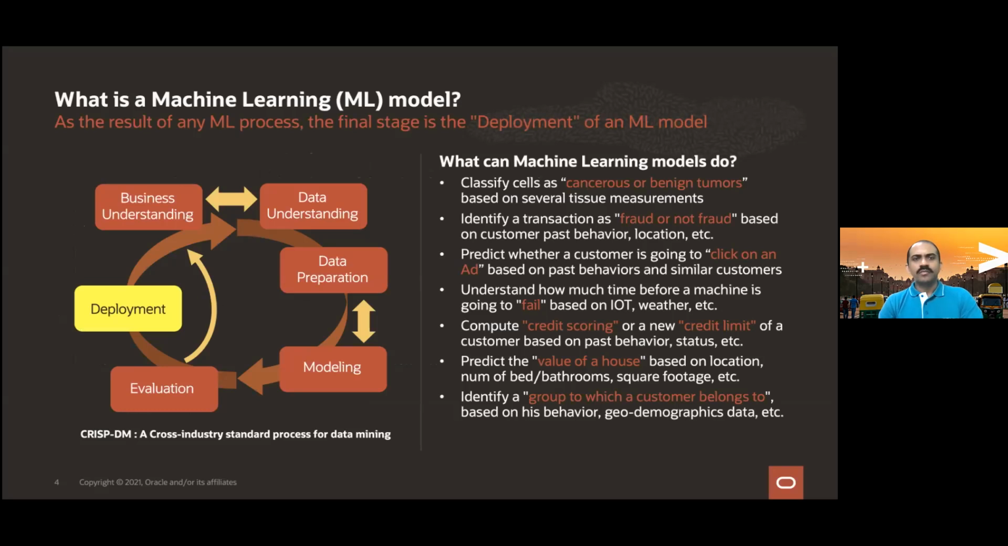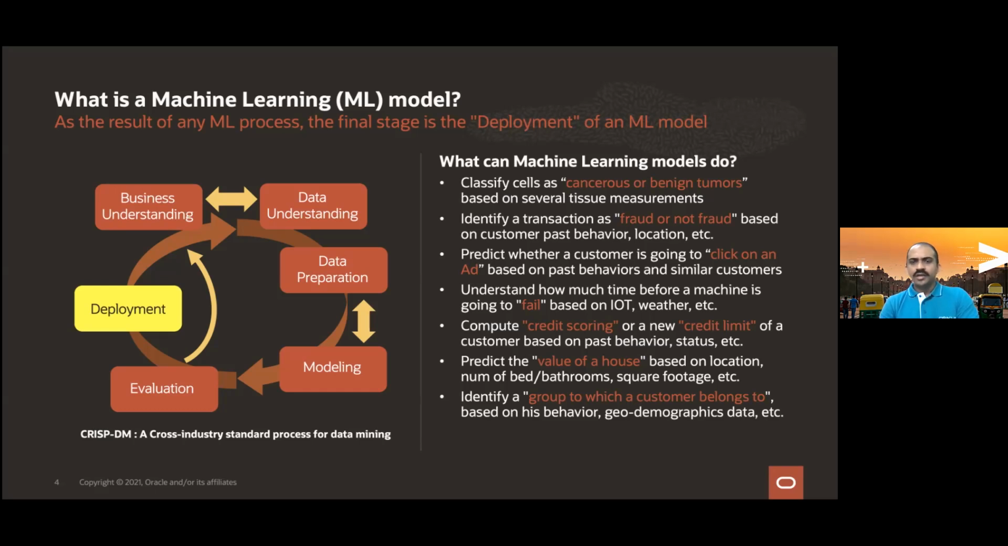So let's understand what a machine learning model is. A machine learning model starts with the understanding of the business, but it goes from data understanding to data preparation. In the data preparation, we understand that there are multiple ways we can classify our data. This classification of the data is called modeling of the data. In that modeling, you can do a few things: you can classify a sale, you can identify whether a transaction is a fraud or not. You can also predict the probability of whether a particular person is going to click on a particular ad.